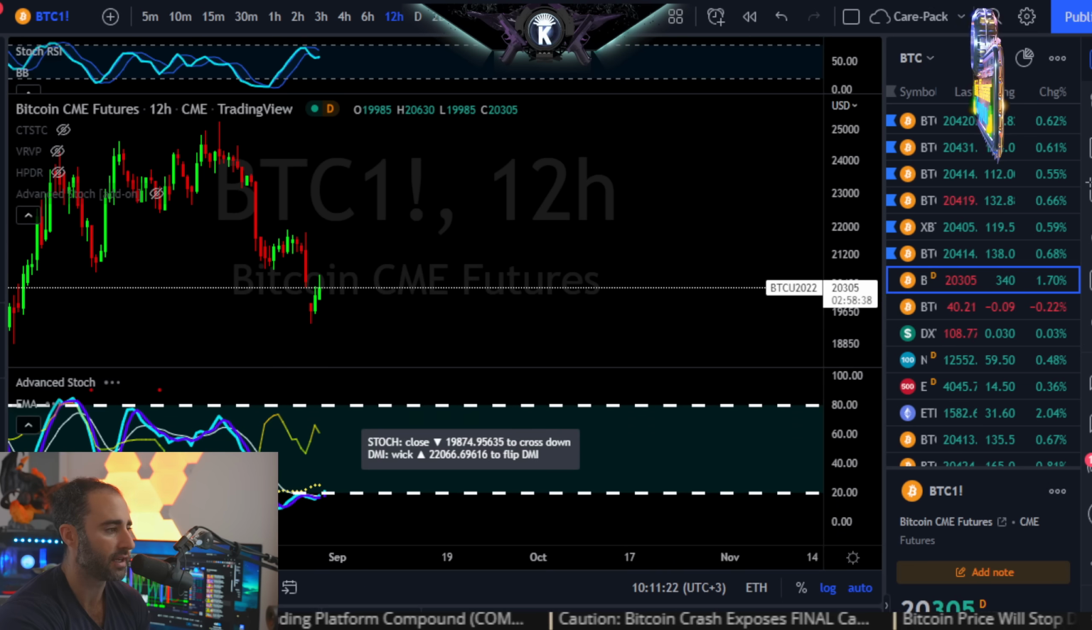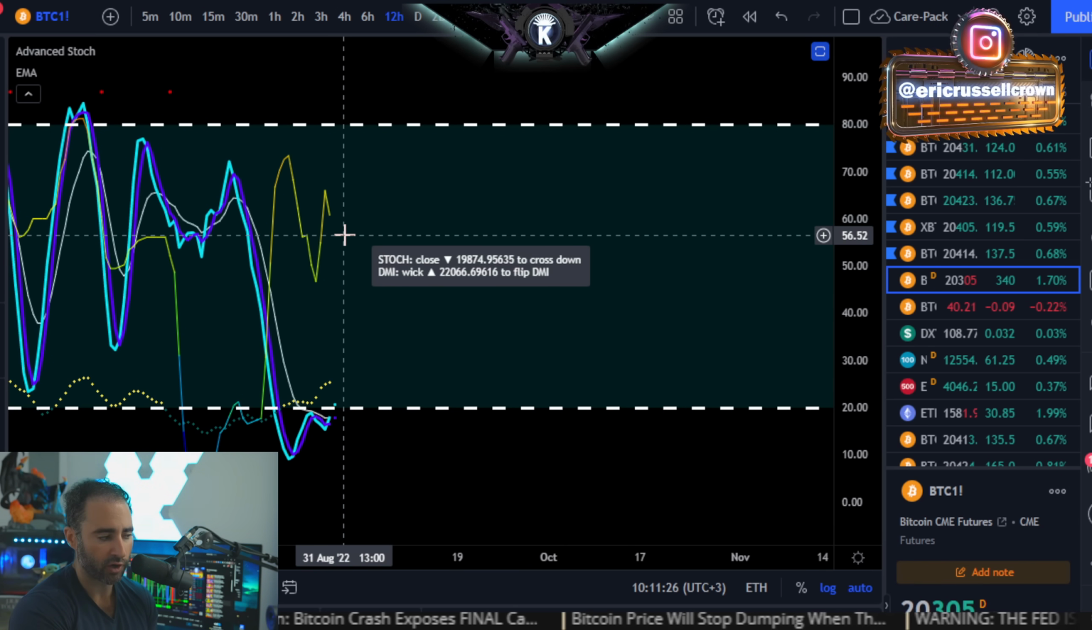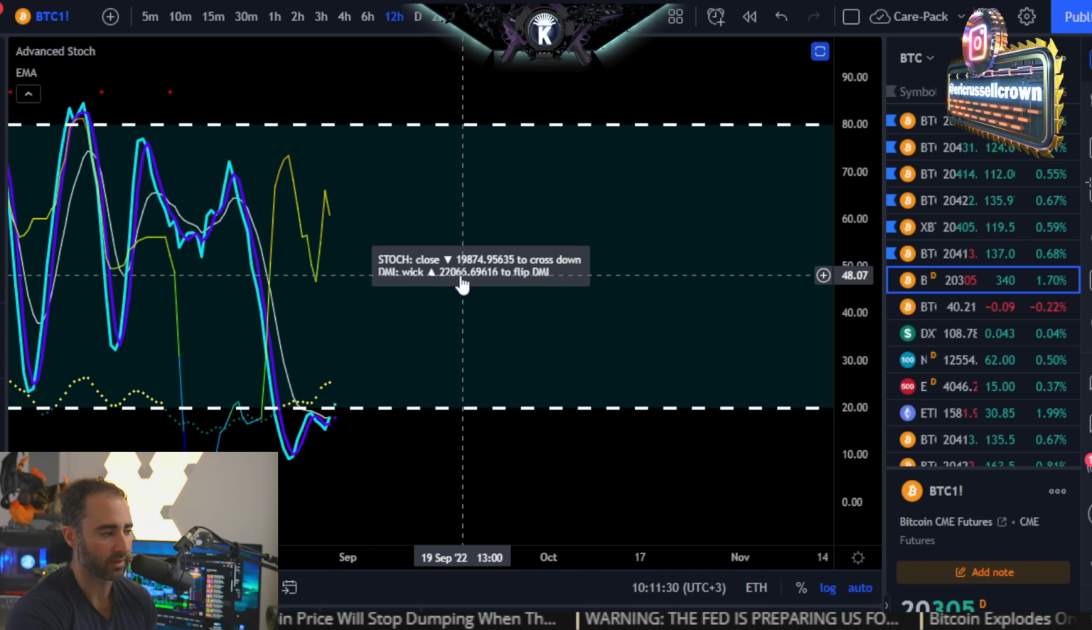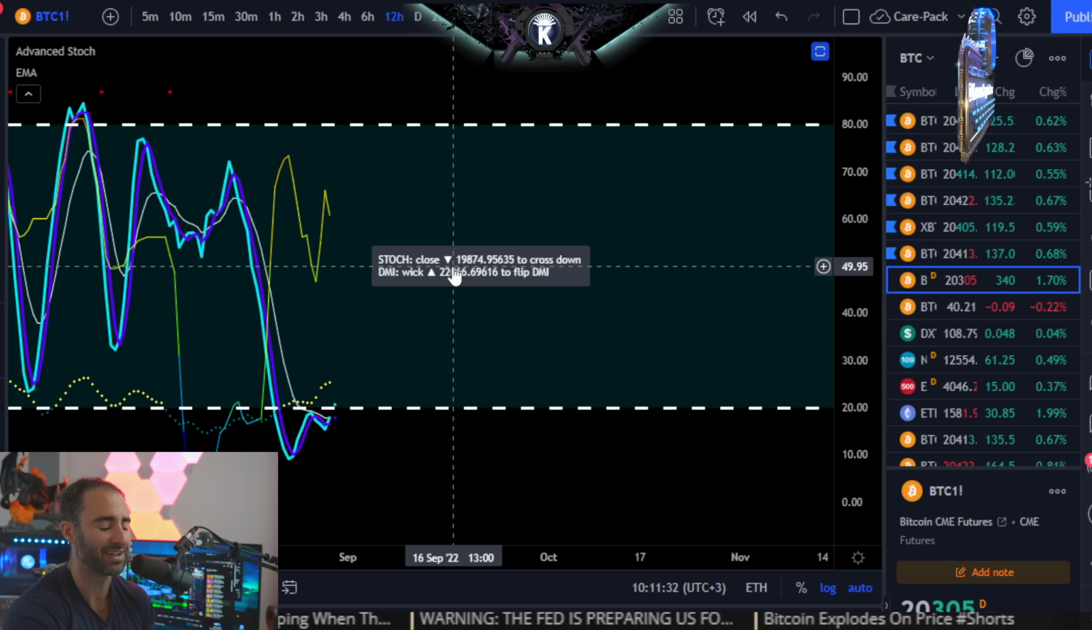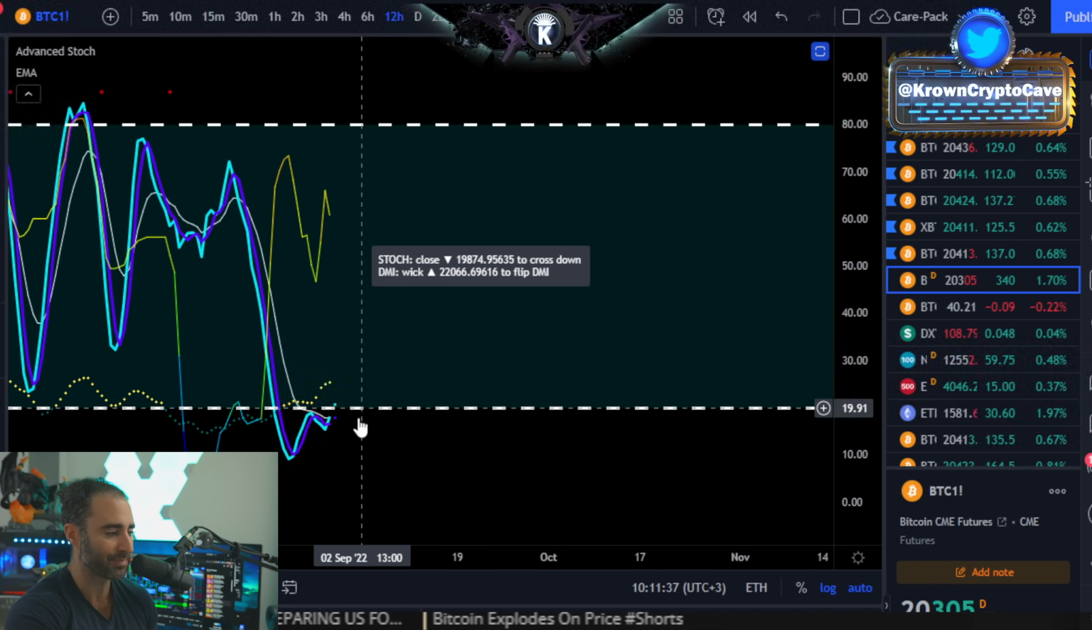As far as that goes, I do want to reference stochastic momentum over here, starting off with the 12-hour. All of the pivots that we spoke about yesterday have essentially been hit. 12-hour stochastic momentum remains to the upside as long as Bitcoin's above 19,900.